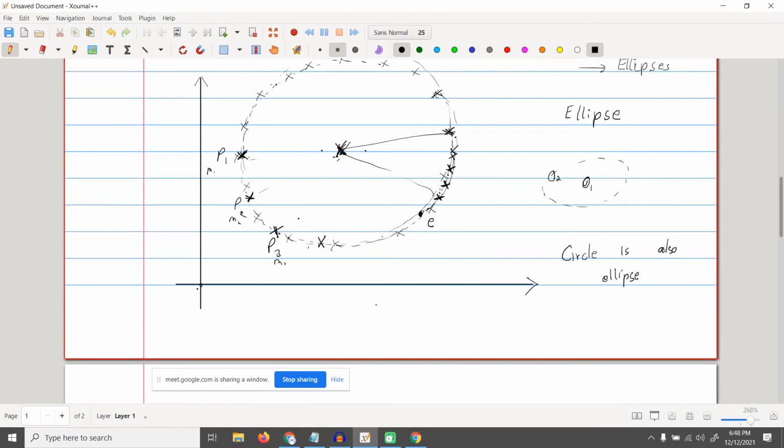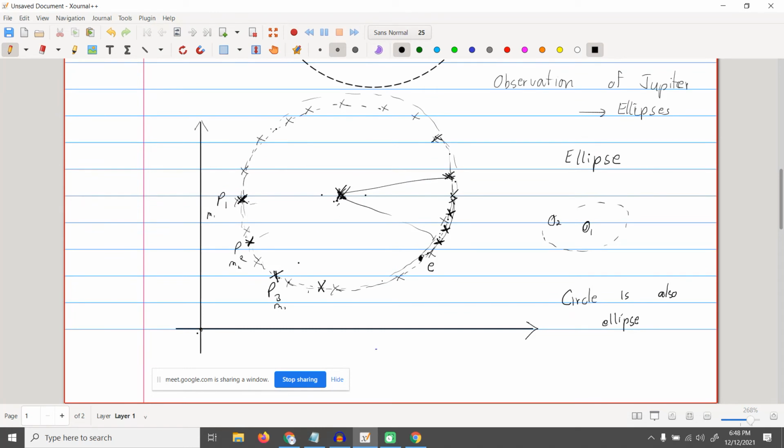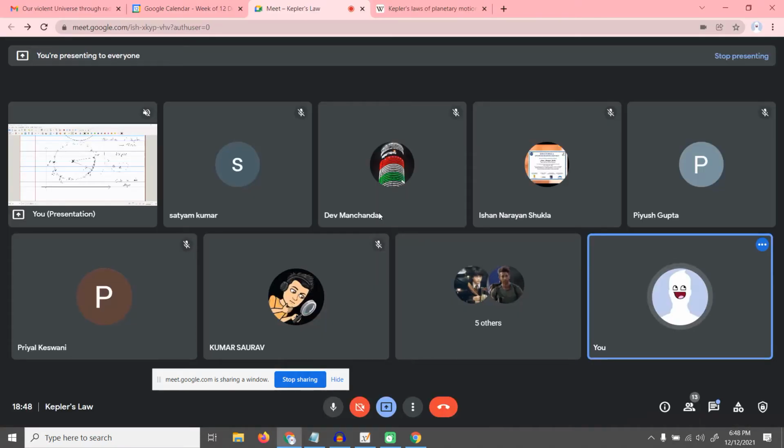Now, what did Kepler do? This is just a plot for Jupiter, right? You can also have a plot for Saturn. You can have a plot for Mars. You have different plots for different planets that are going around the sun.